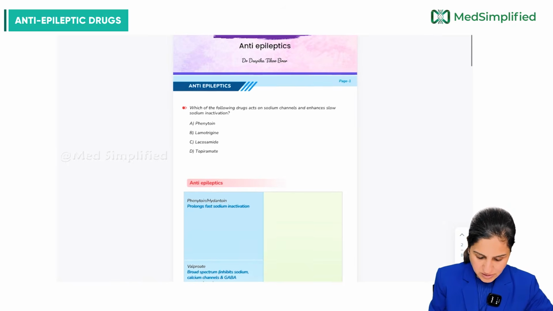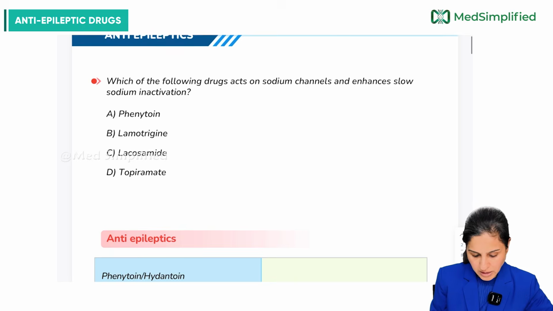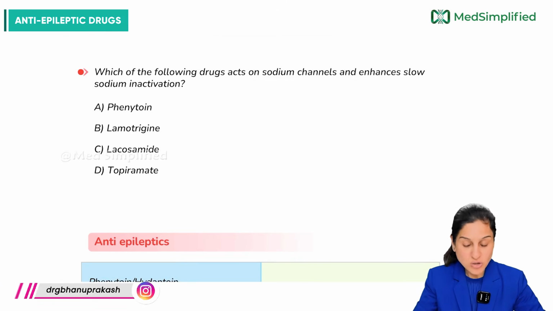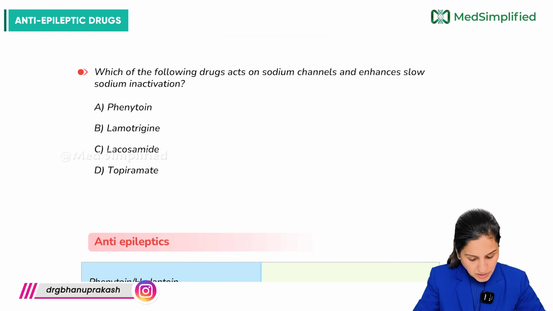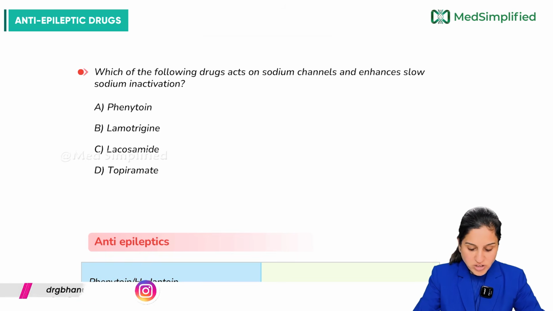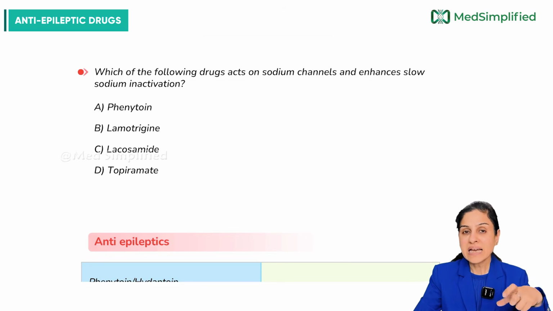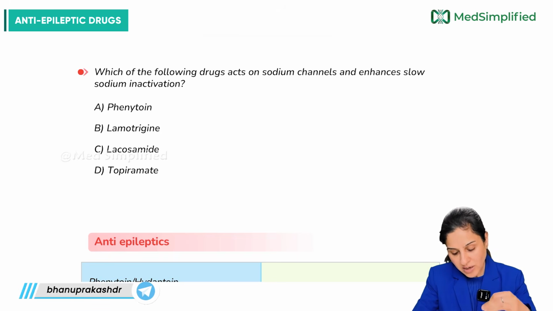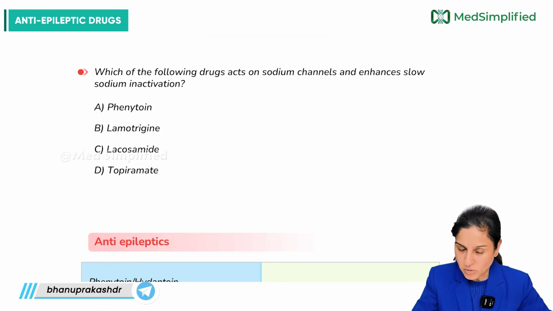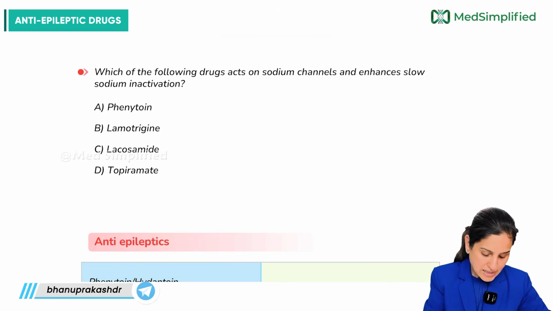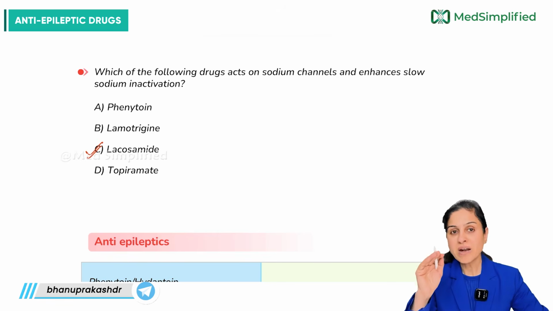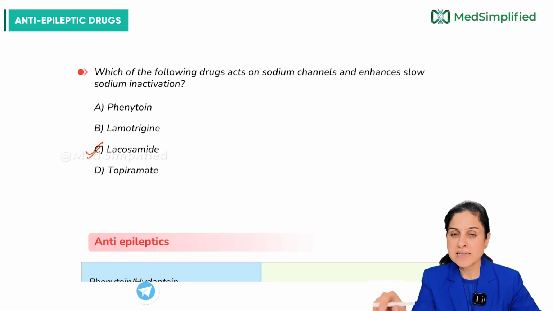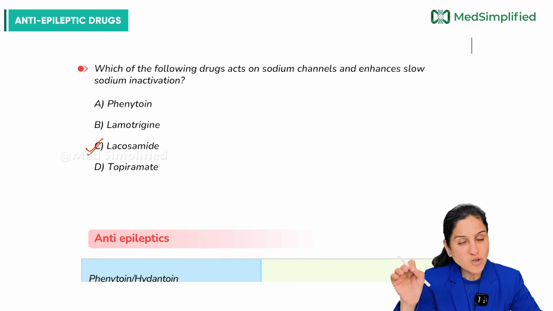So, first, a question from the previous year. Which of the following drugs acts on sodium channels and enhances slow sodium inactivation? Phenytoin, lamotrigine, lacosamide, topiramate. This question is to tell you that they can ask you about the various mechanisms of anti-epileptic drugs, so you need to be very thorough with that. The correct answer here is lacosamide.